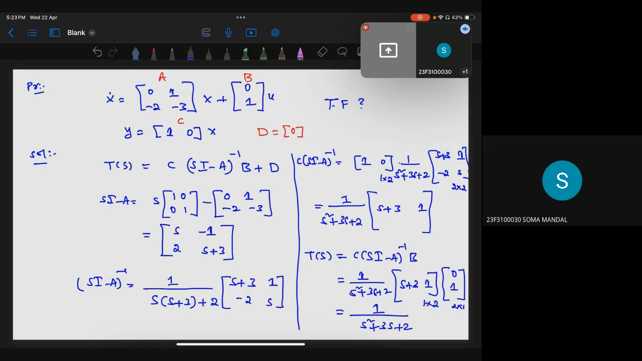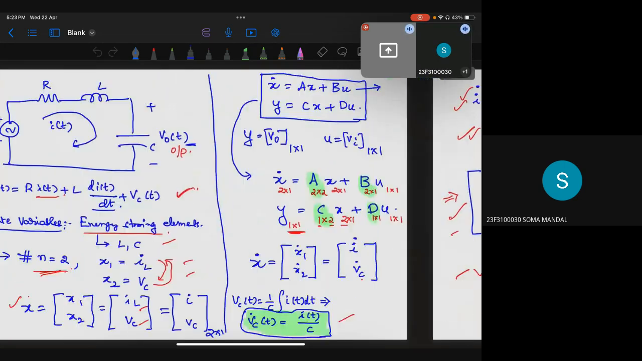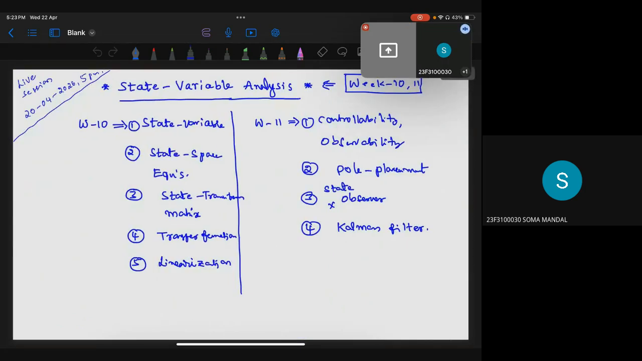Is there any other doubt? No, sir. Just regarding week 10, there is no doubt. In week 10, we saw what exactly the state variable approach is and how to define state variables. Then for a given circuit, we have seen how to write state equations, the state transition matrix, and the transfer function.